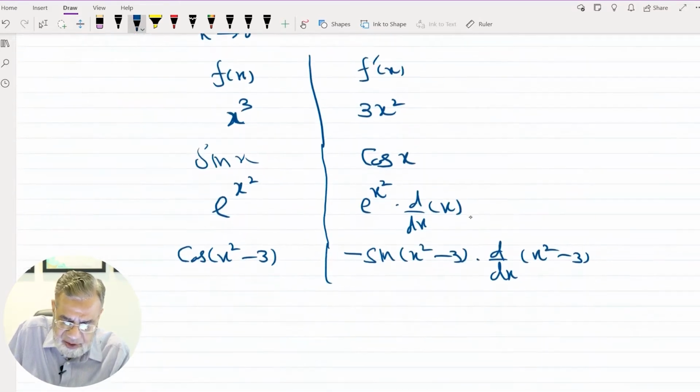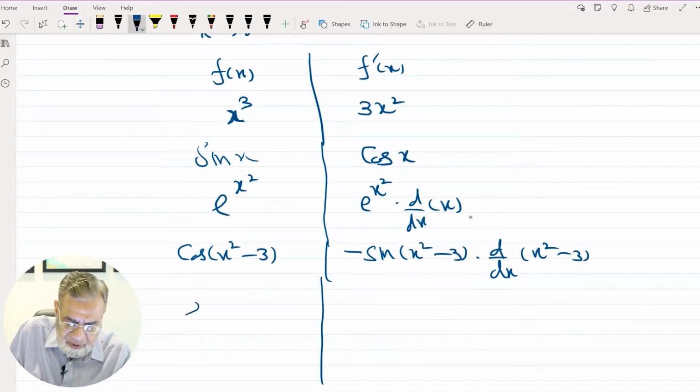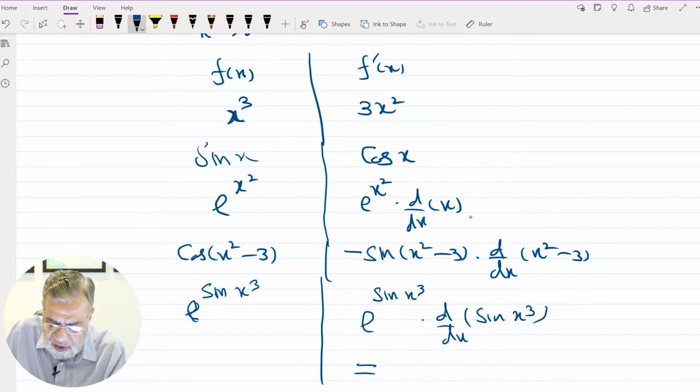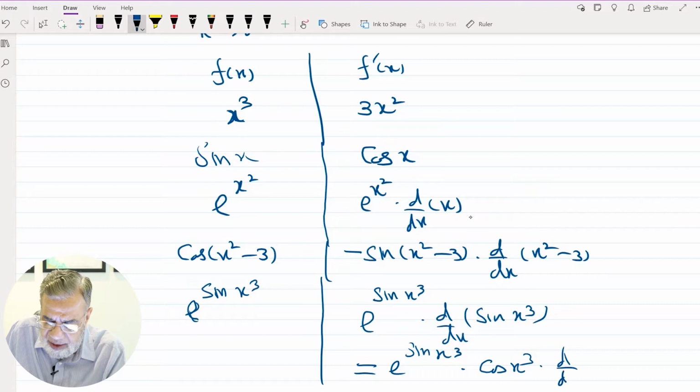I have a very interesting example. I have the function e to the power sine x cubed, and I want to find the derivative. The derivative is e to the power sine x cubed, and then we have the derivative of sine x cubed. So again, we move on and write this equal to e to the power sine x cubed. Now the derivative is cosine x cubed, and then d by dx of x cubed, and so on.